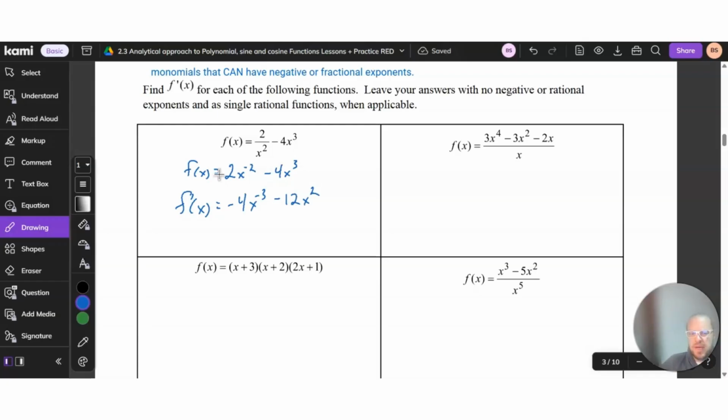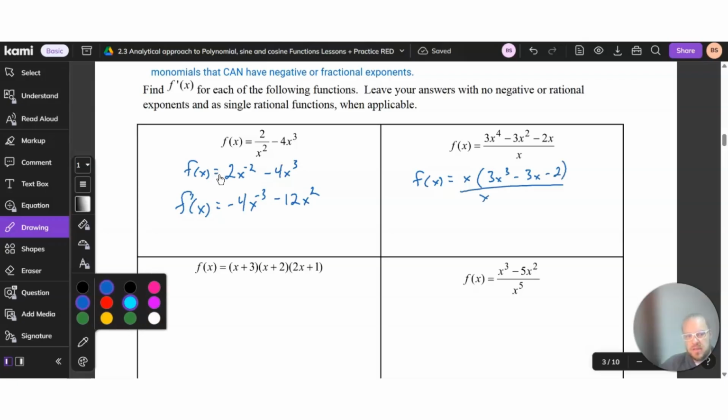All right. Now, when we get something like this one over here, it's also going to be similar, where we're going to rewrite it by pulling out that common factor of x from the top so that we can cancel it out. Because then we're going to get 3x cubed minus 3x minus 2 all over x, and those x's can now be canceled. Now it looks like a polynomial, or actually it is a polynomial in this case, and so the derivative would be 9x squared minus 3.